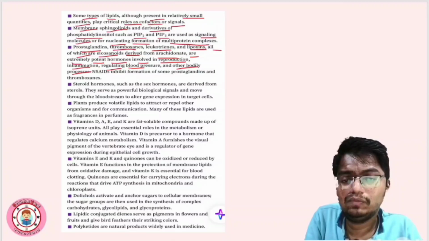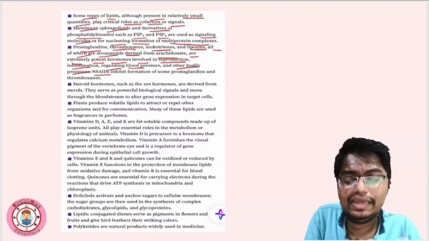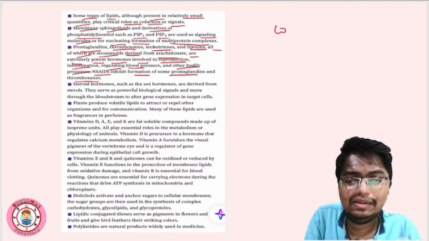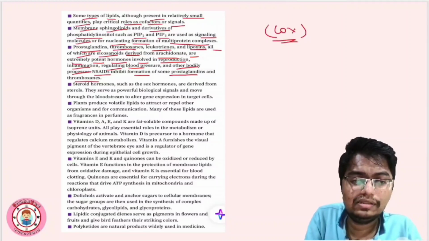Right, so these are also hormones which are involved in different functions. Now, non-steroidal anti-inflammatory drugs, basically painkillers, inhibit formation of some prostaglandins and thromboxane. They inhibit formation basically by inhibiting the enzyme cyclooxygenase.